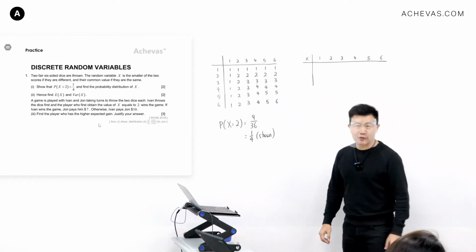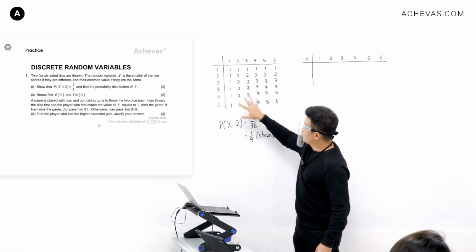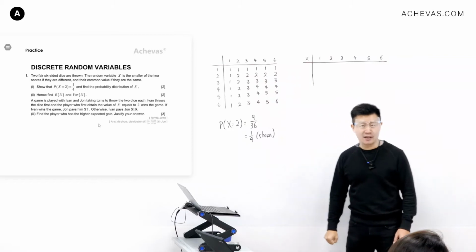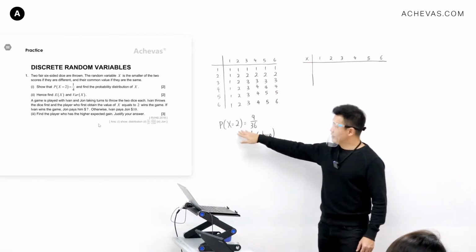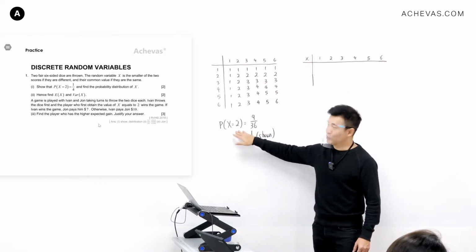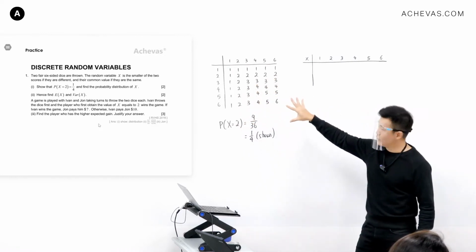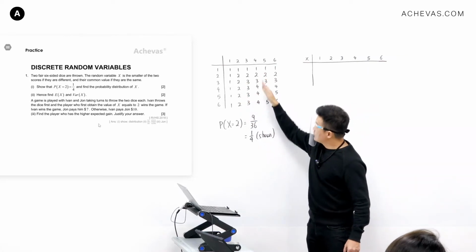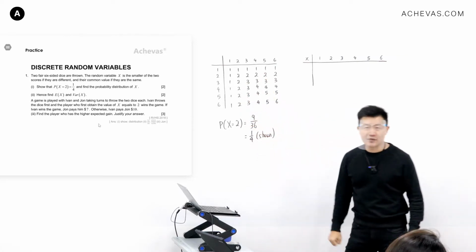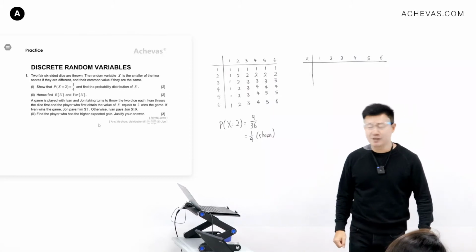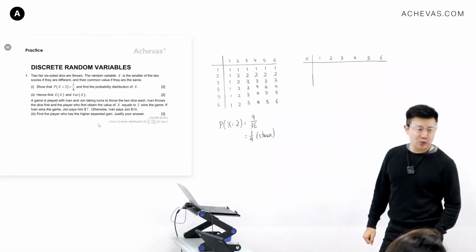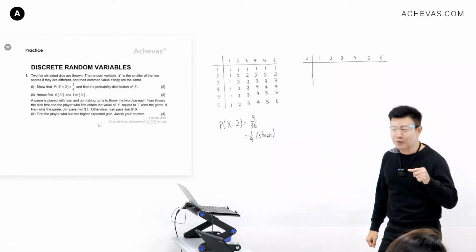X being the smaller of the two numbers, we have managed to list down all the possible x's here. And we have calculated the probability that x is equal to 2 by counting the number of 2's that appear out of these 36 possible outcomes for x. So 9 2's appear. So 9 out of 36 gives us 1/4, which was what the question wants us to show. The next thing that we want to do is to calculate the expectation of x.